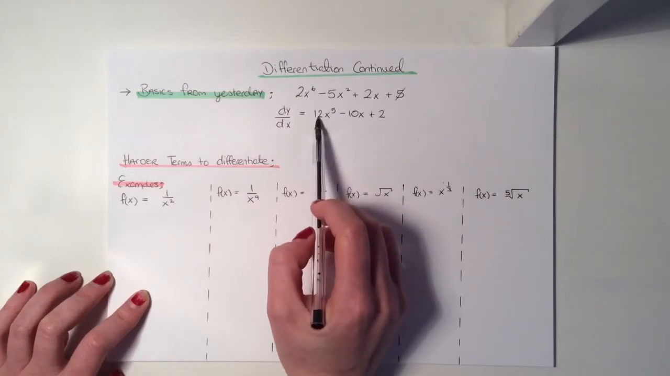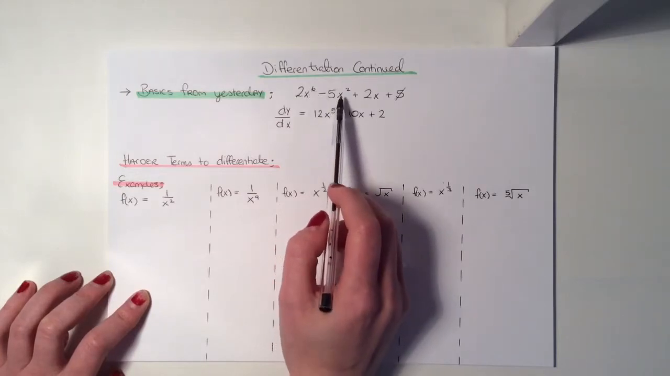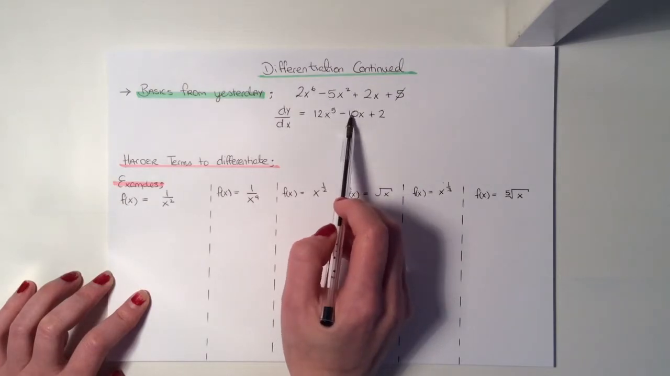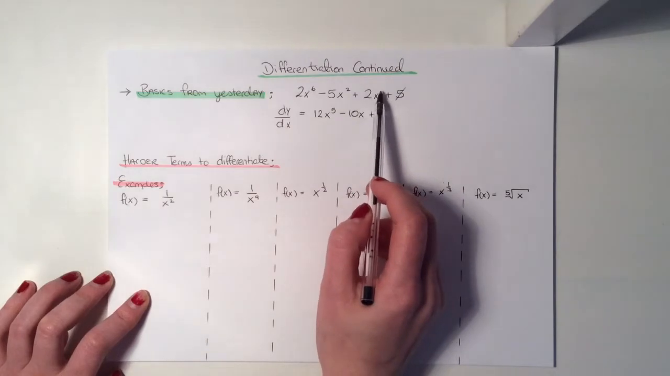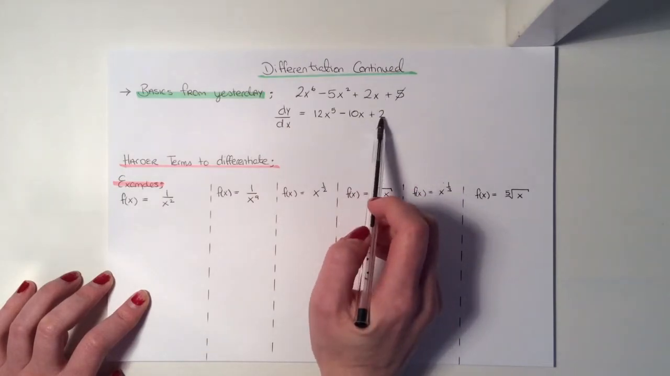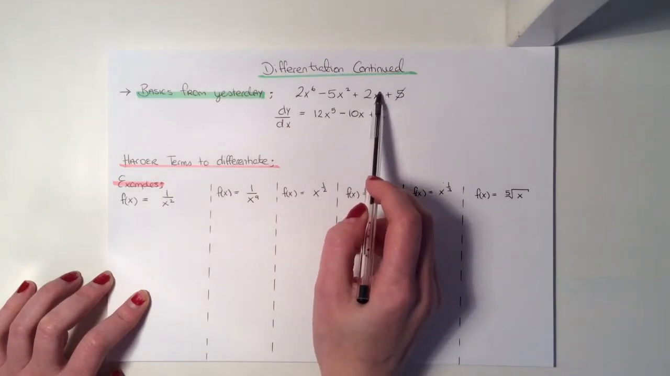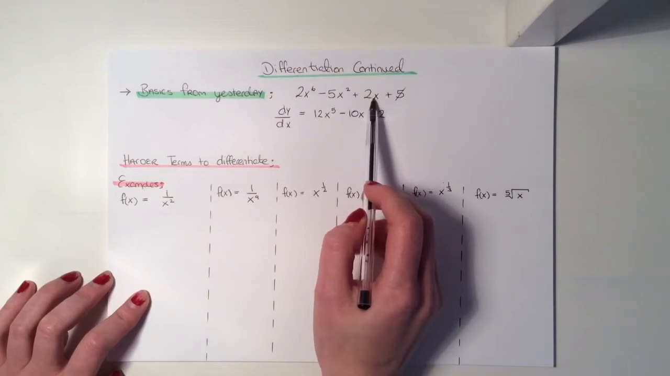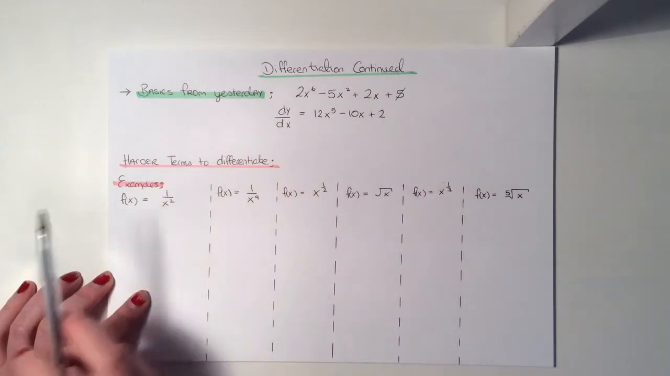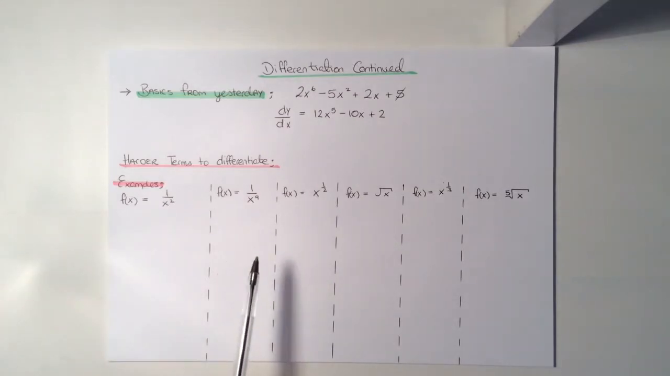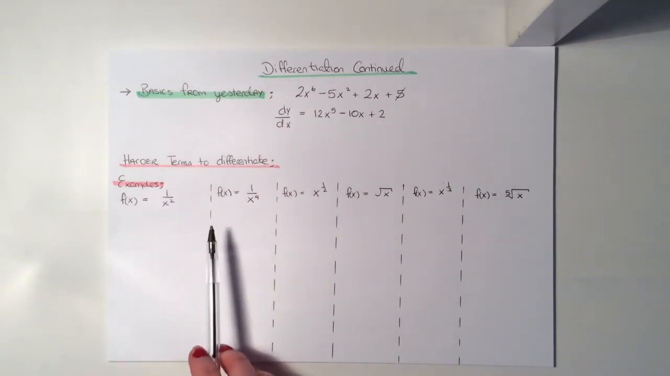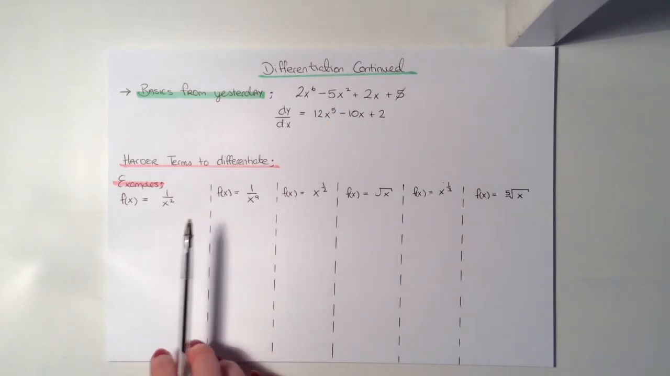And that's it differentiated. Okay, so just to recap, 6 times 2 is 12, 6 minus 1 is 5. 2 times 5 is 10. Minus 1 from the power leaves you with 1. 1 times 2 is 2. 1 minus 1 leaves you with 0 as a power, and the power of 0 is 1, so the x cancels out.